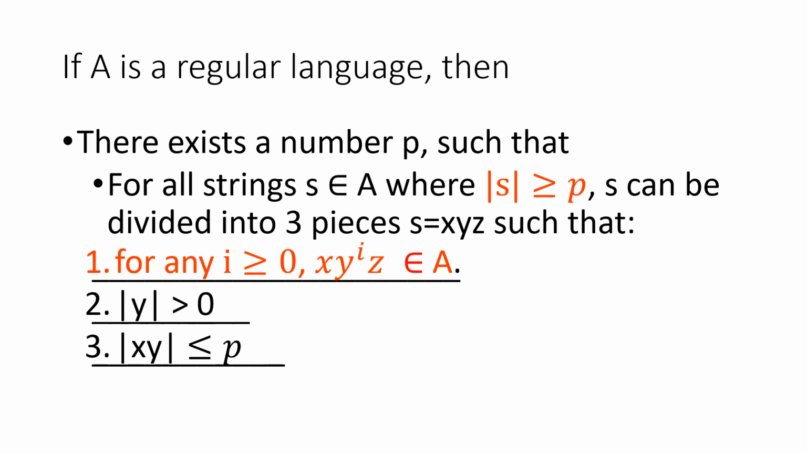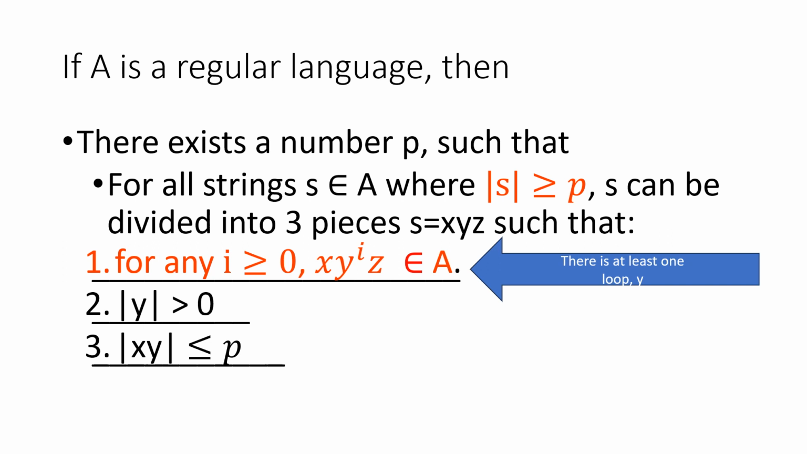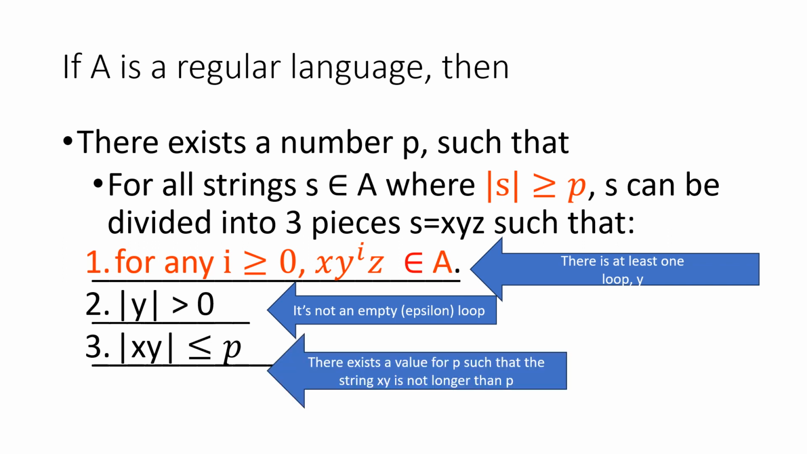In other words, let's break down each of these 3 qualities. The first one says that there is at least one loop y. So x y to the i z means some string x concatenated with i copies of y concatenated with some string z. The fact that i is there indicates that there's a loop. The fact that the length of y is greater than 0 means that it's not an empty or epsilon loop. And because I'm requiring that xy has a length less than or equal to p, there's going to be a value of p where the string xy is not longer than p. So this restricts where that loop is.